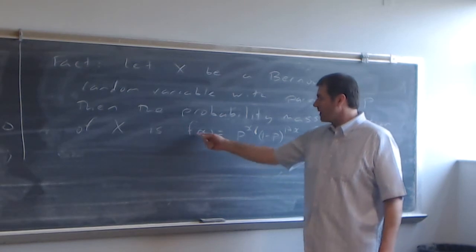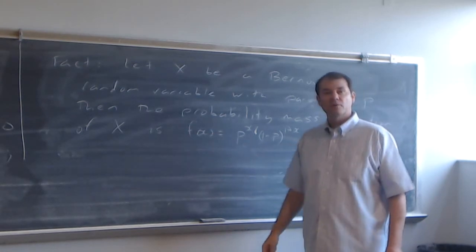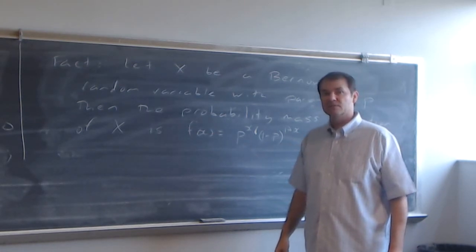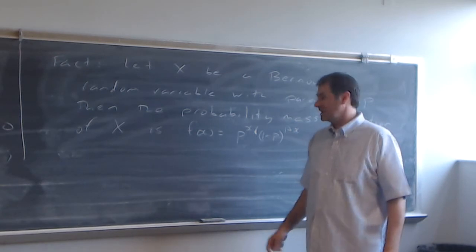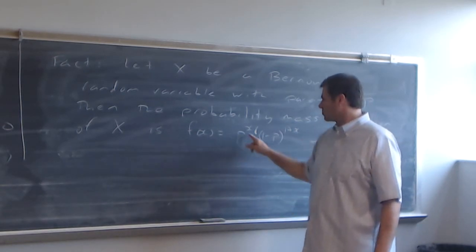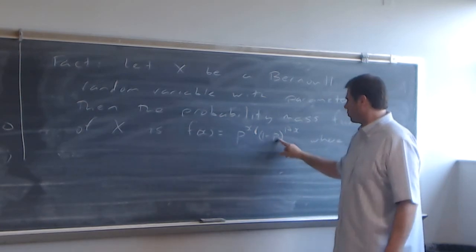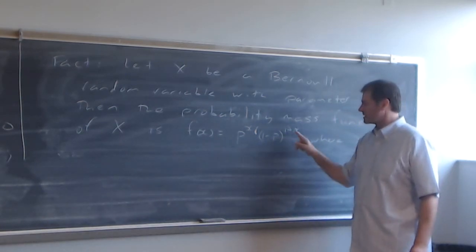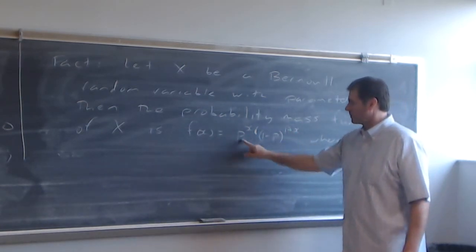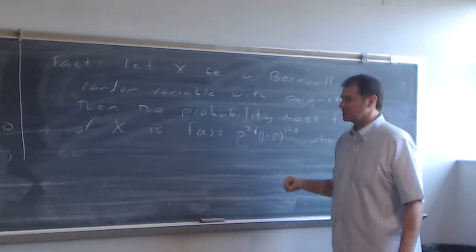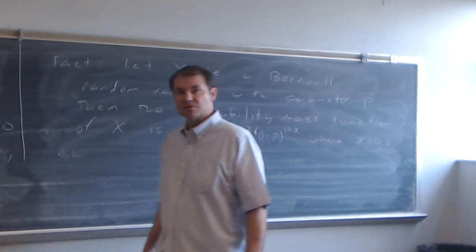When x is 1, f of 1 would be the probability that X is equal to 1. That's the probability of success. That's p. So when x is 1, we have p to the first, that's just p. 1 minus p to the 1 minus 1, that's 1 minus p to the 0, that's just 1. p times 1 is p. So yes, that's why that function is the PMF.